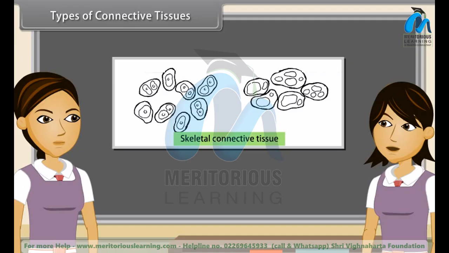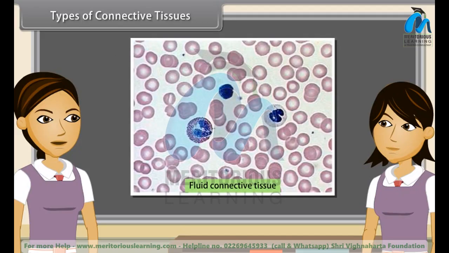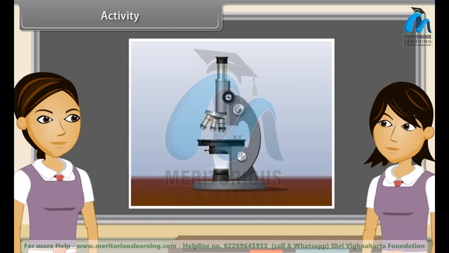Skeletal connective tissue contains cartilage and bone, which form the endoskeleton of vertebrate body. Fluid connective tissue links the different parts of body and maintains a continuity in the body. It includes blood and lymph.